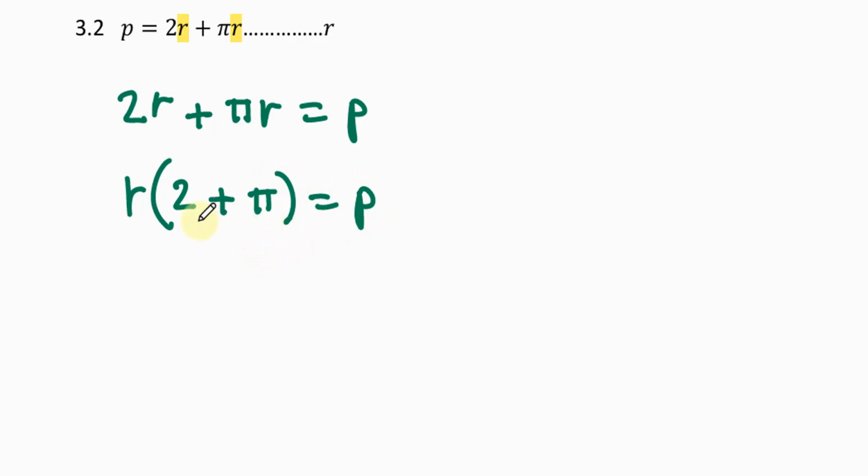Then brackets mean multiplication, so we are multiplying by 2 plus pi on the left-hand side. So to get rid of the 2 plus pi on the left-hand side, we can do the opposite and divide by it on the right-hand side.